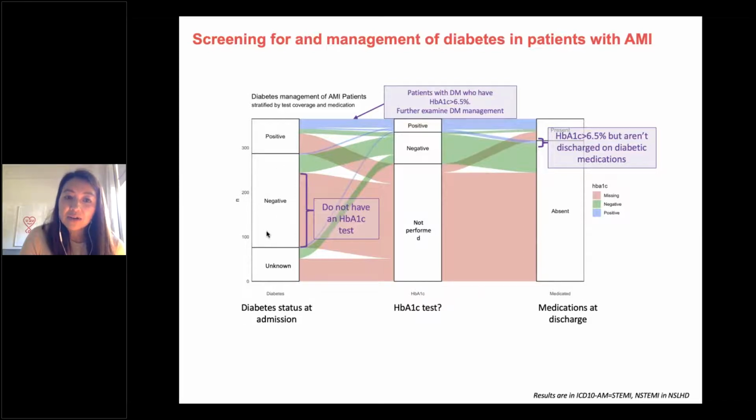We can see those who do not have an HbA1c test. We can see those that do have a positive HbA1c test, and then in this middle circle, we can track those who do have a raised HbA1c test but aren't discharged on diabetic medications. So these are the sorts of insights that we can gain from tracking data during the episode of care from the EMR.